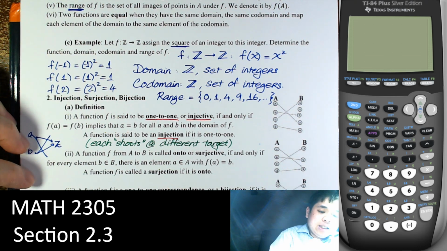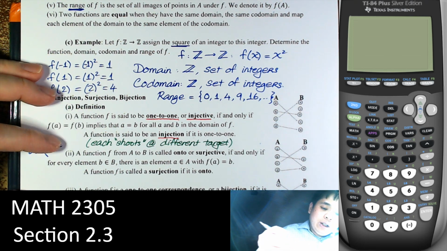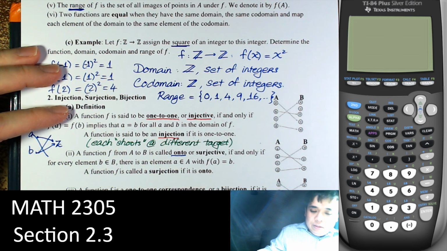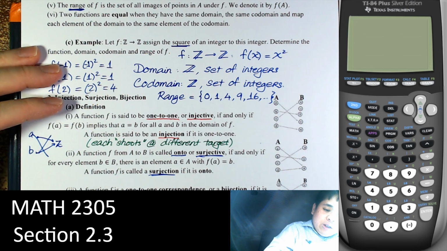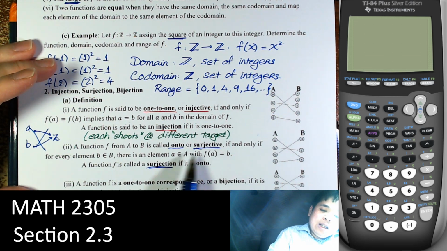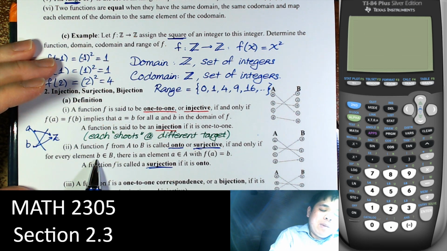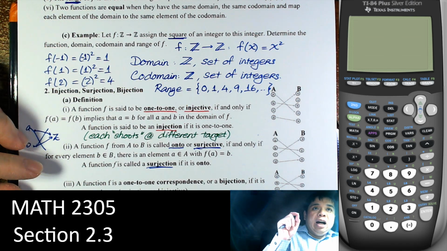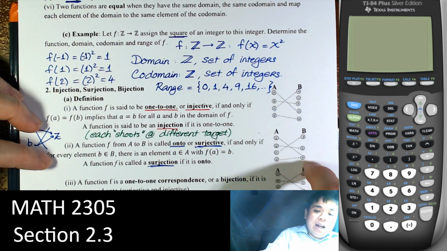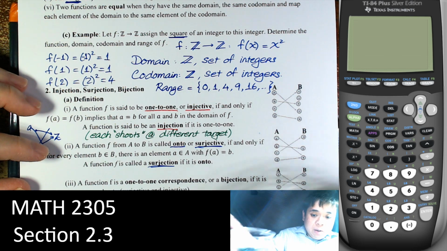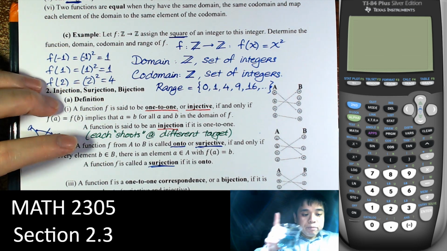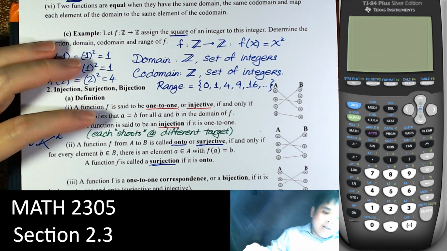Alright, next we define onto, or surjective, which we call a surjection. This says, if and only if for every element b in B, there is an element a with f(a) = b, meaning that every element is a pre-image. Every element is an image. So every element in B has a pre-image.